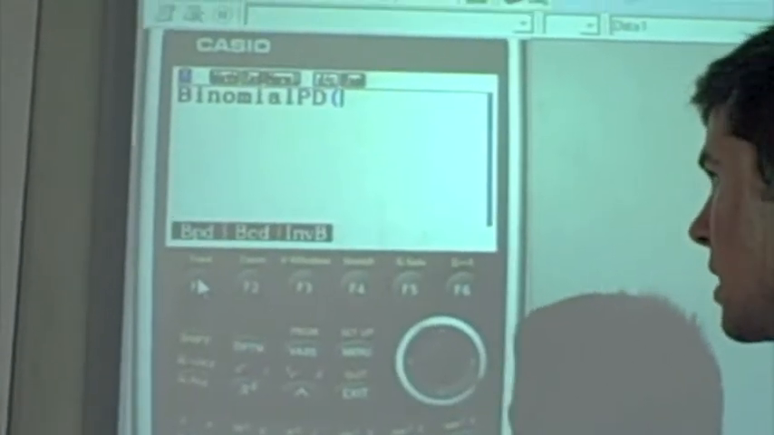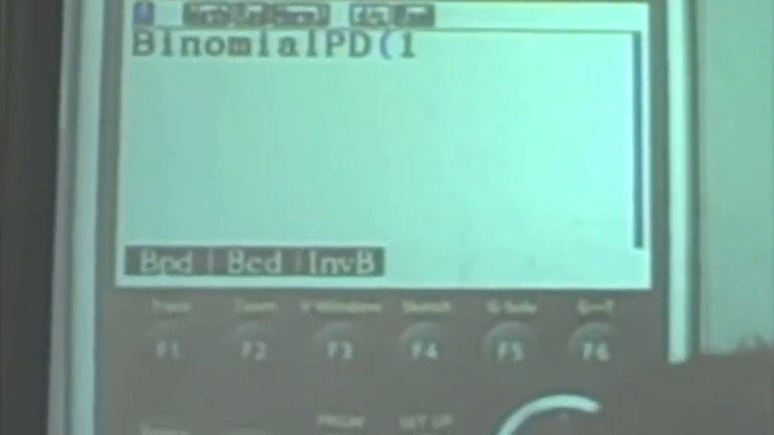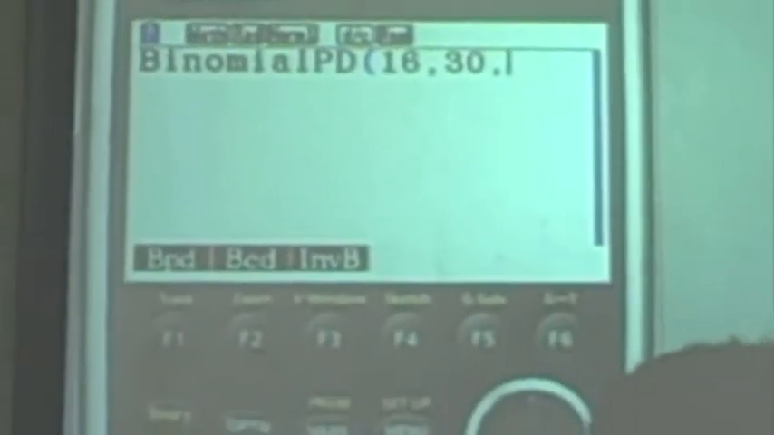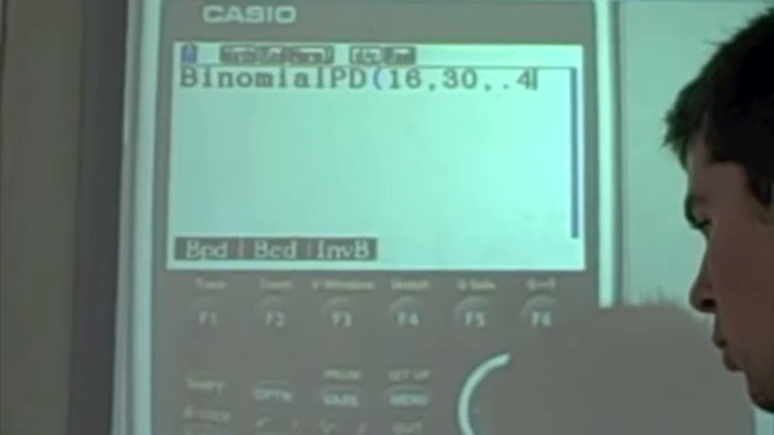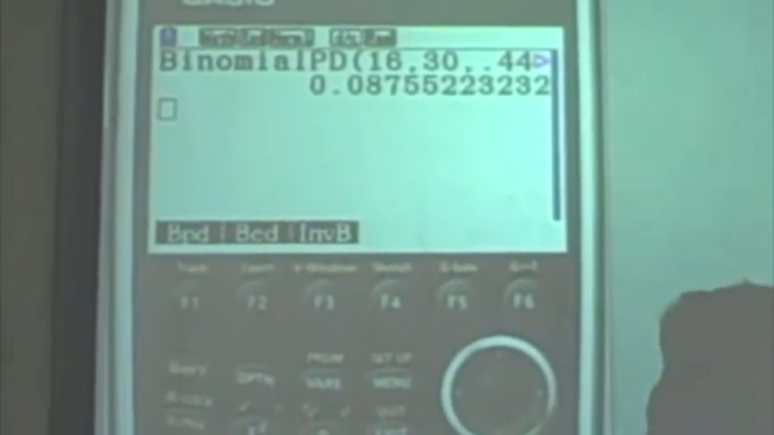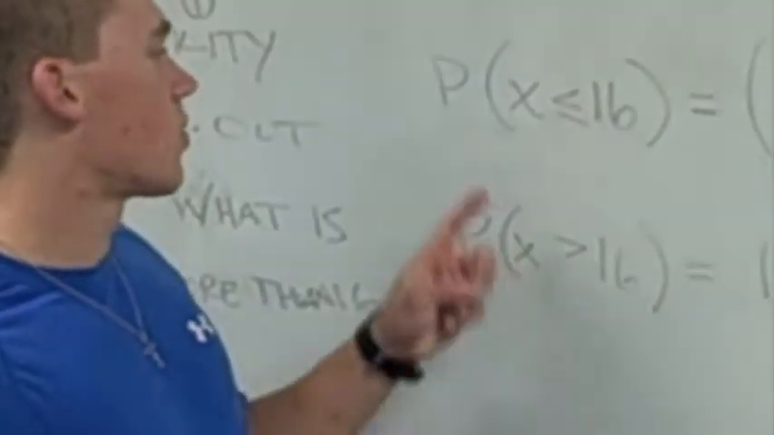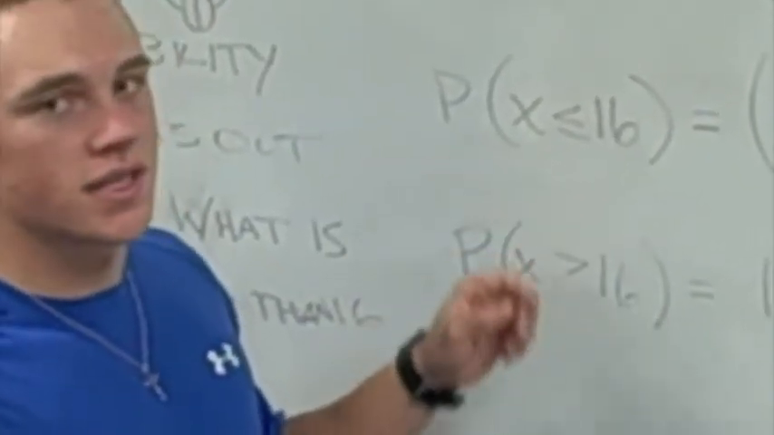All right, now we're going to use BPD, which is the probability that he gets exactly 16 hits out of his next 30 at-bats. In the parentheses, it goes k, n, p, k being the number of successes, 16, out of 30 at-bats, and p is just his batting average, which is .442. We execute that, and we see that the probability that he gets exactly 16 hits in the next 30 at-bats is 0.08755.